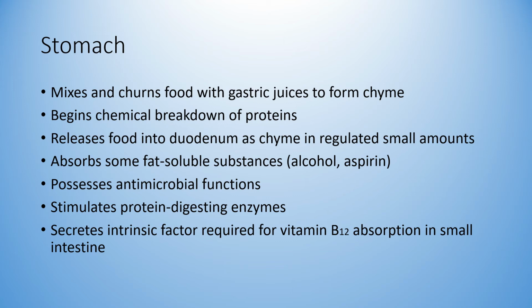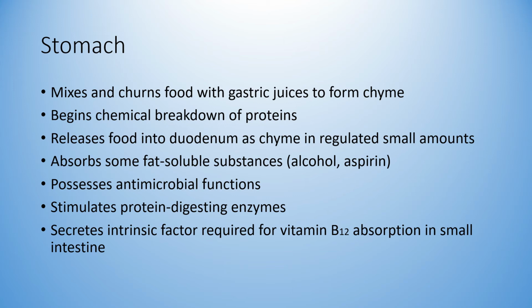So the amount of chyme and how quickly it's released from the stomach into the small intestine is going to be very, very closely regulated. Now, some fat-soluble substances can be absorbed in the stomach, things like alcohol, aspirin. They'll always tell you the stomach has some antimicrobial functions. Part of it is just the fact that it's pH 2. That's going to kill most anything.